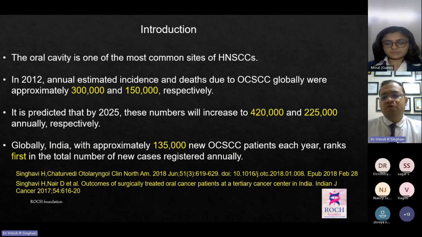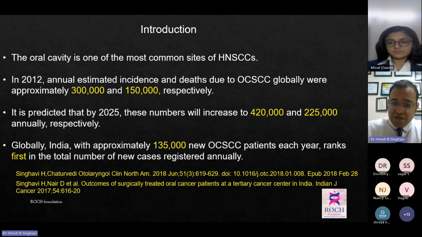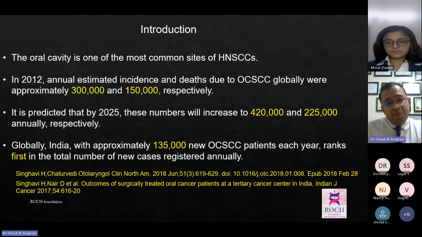The oral cavity is one of the most common sites of head and neck squamous cell carcinoma. By 2012, the number was 3 lakh individuals dying globally and 1.5 lakh in India. It's predicted that by 2025, these numbers will increase by 10 to 15%. India is called the global oral cancer capital because India has more than 1,35,000 new oral cancer cases arising every year. Unfortunately, 50% of all those newly diagnosed oral cancer cases die within the first year of diagnosis.